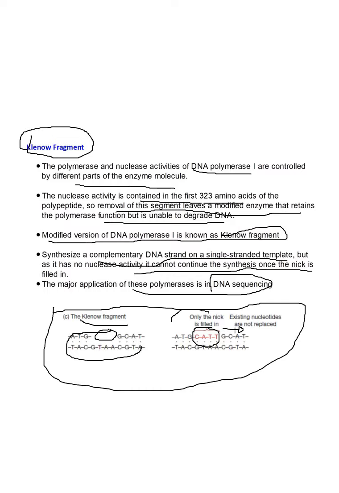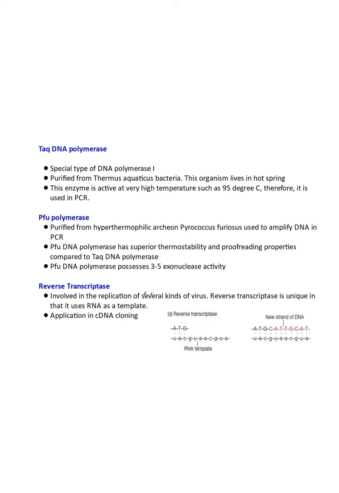Moving on, let's talk about some more DNA polymerases. The first one is the Taq DNA polymerase, which is a special type of DNA polymerase 1. These three polymerases are very important: Taq DNA polymerase, Pfu polymerase, and reverse transcriptase.